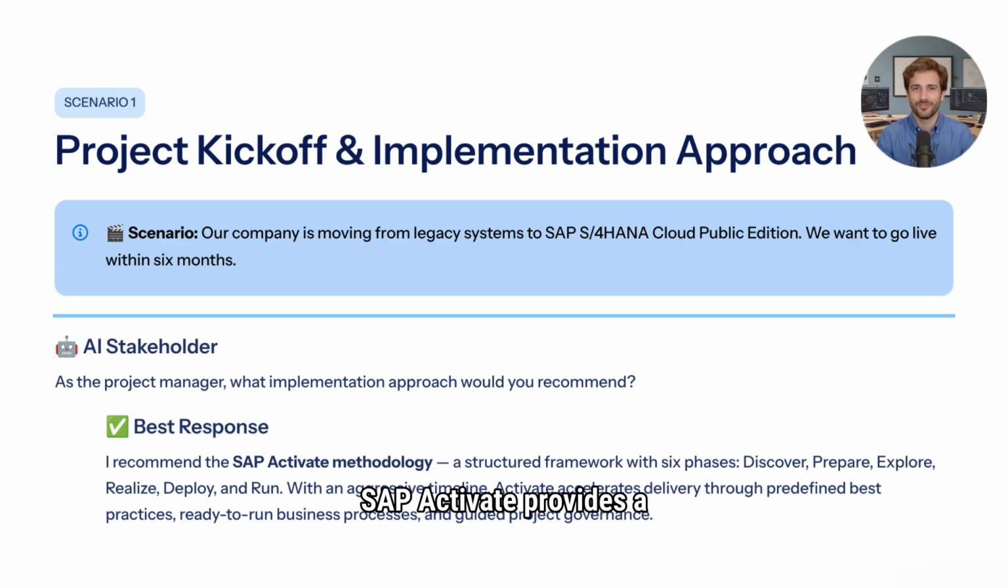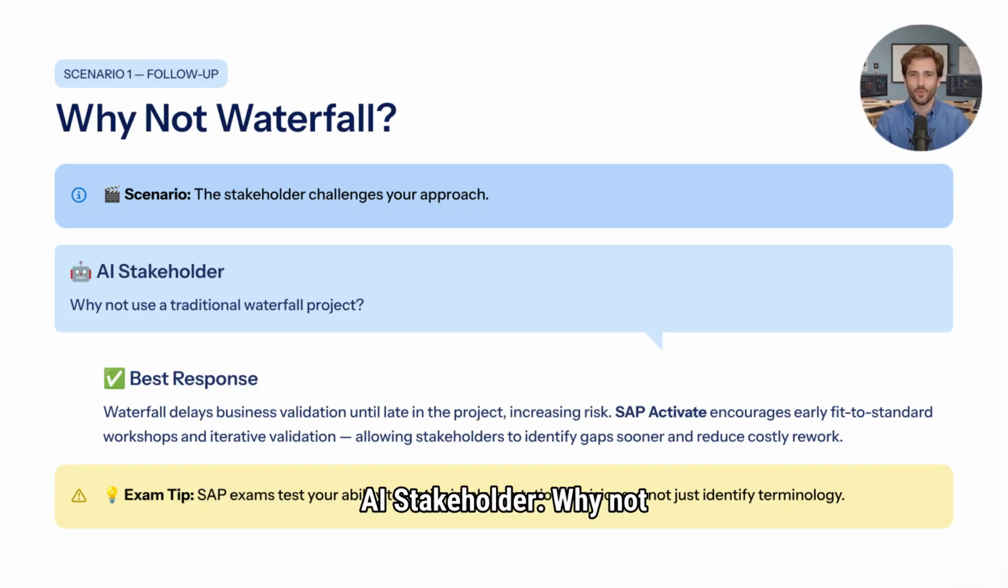SAP Activate provides a structured implementation framework including discover, prepare, explore, realize, deploy, and run phases. Because the timeline is aggressive, Activate helps accelerate delivery through predefined best practices, ready-to-run business processes, and guided project governance. AI stakeholder: Why not use a traditional waterfall project?